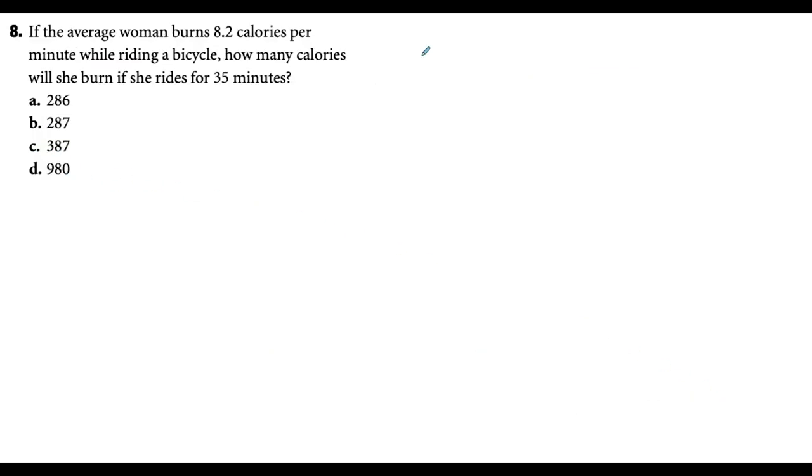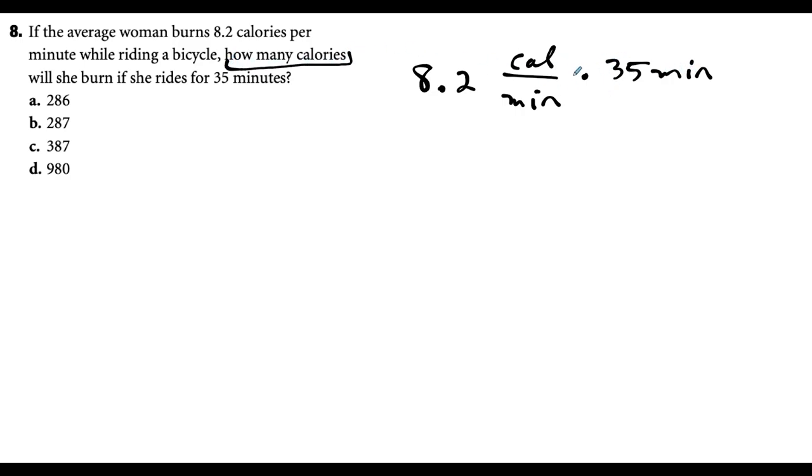So for question 8, this is another rate question. So the average woman burns 8.2 calories per minute. And we want to know how many calories will she burn if she rides for 35 minutes. So we're going to multiply this here by 35 minutes. The reason why we're not dividing is, once again, we need the units to cancel. The answer we're looking for is how many calories. So at the end, we need just calories in our answer. So we multiply so that minutes over minutes cancel. Okay, we're doing the rate times time to say how many calories.